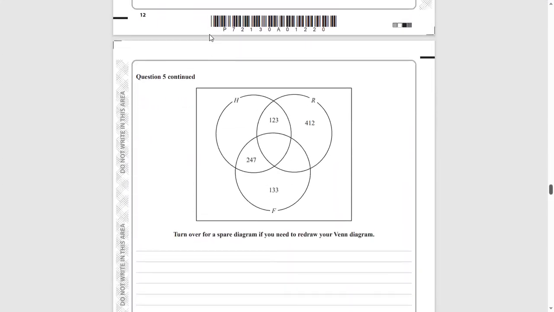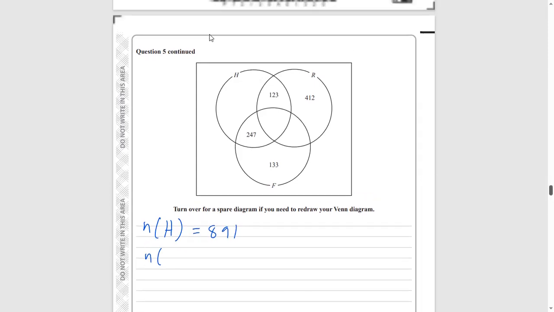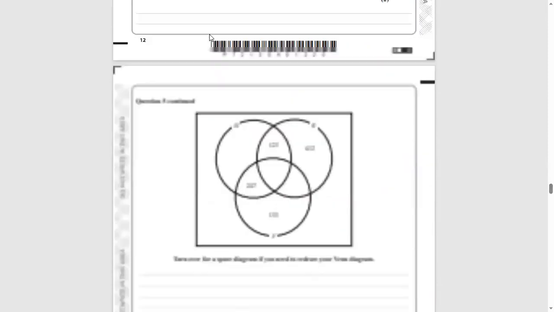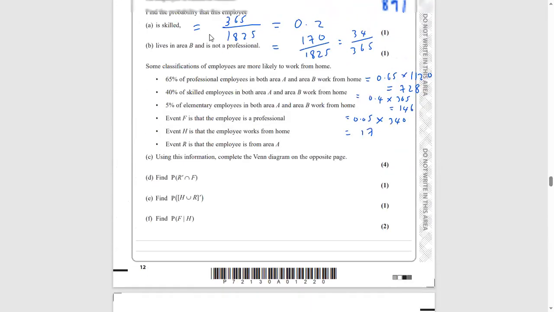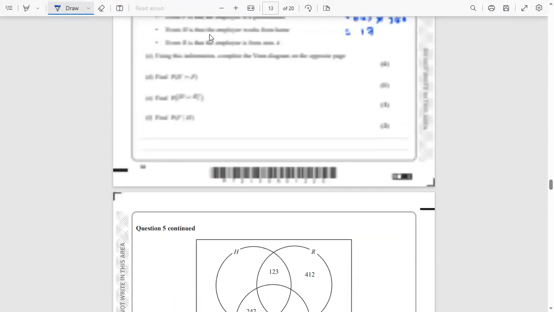So the number of people, when I say this N, H, this means numbers. With probability, we use P and then brackets H, for example. N just means numbers. The number of people in H was this 891. The number of people in R, so the number of people in area A, that was 1,275. And H, working from home, that was 891 people.